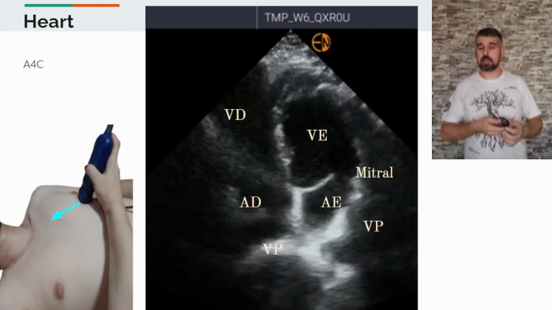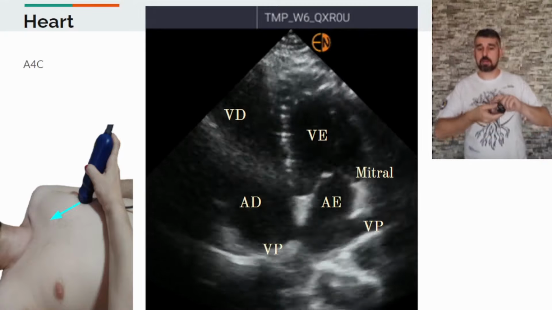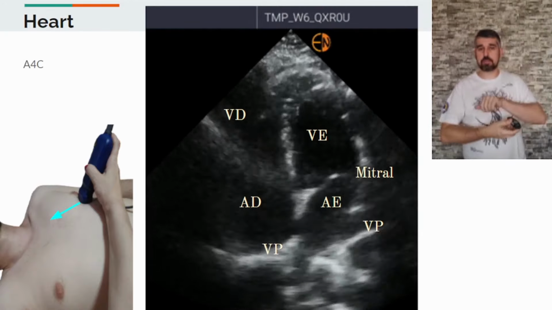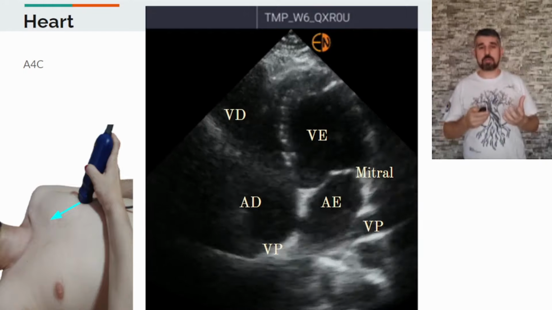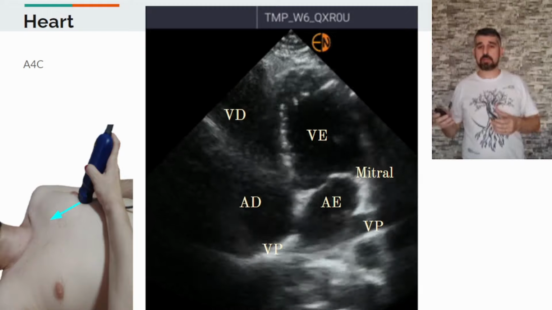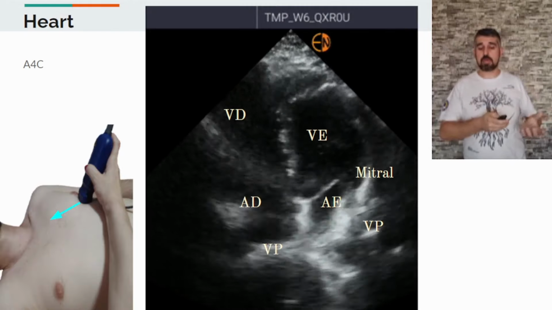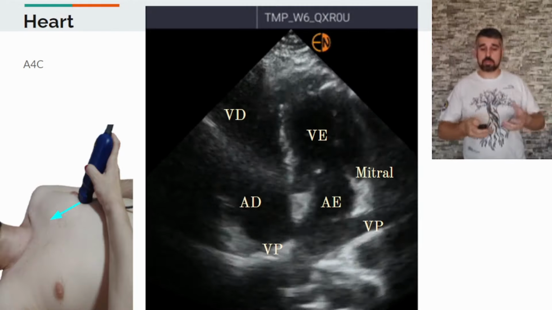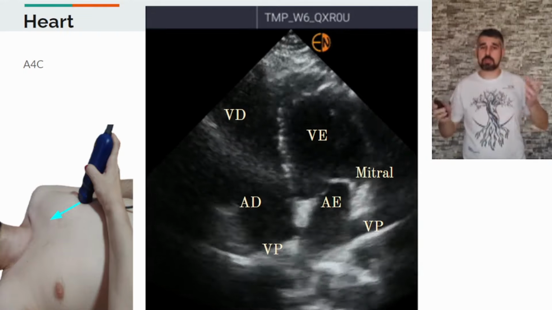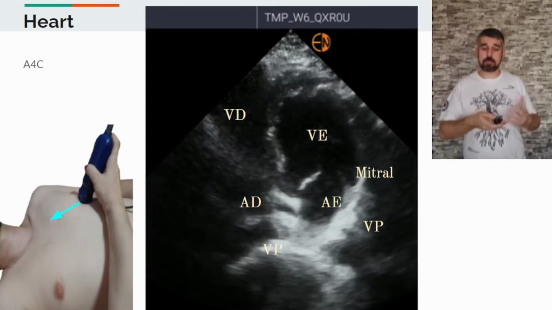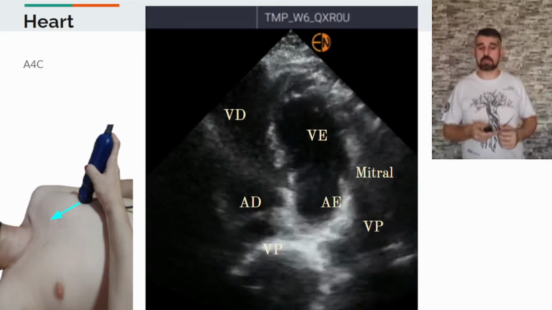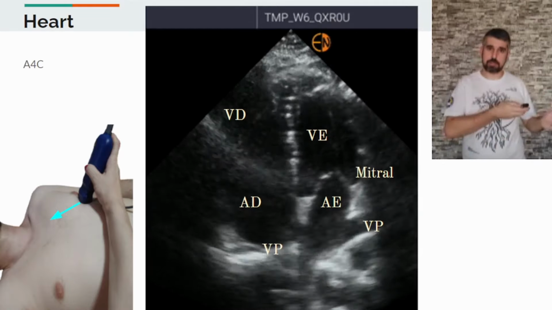So if my marker is not pointed to my left arm, if it's pointing to my right arm, I will have a wrong view. I will think that my right ventricle is bigger than my left ventricle, and this is not good because I don't have any anatomical marker here to say that this is left, this is right. So I have to trust my probe marker. So this is very important that I'm pointing to the right side, or in this case to the left side.